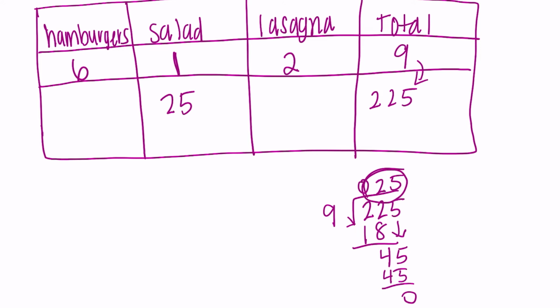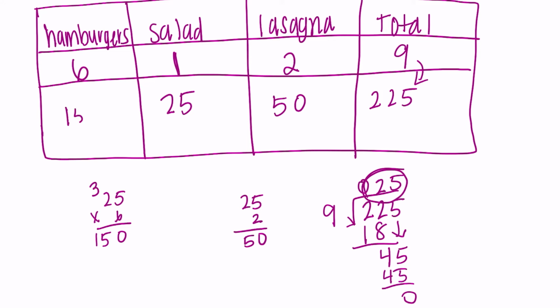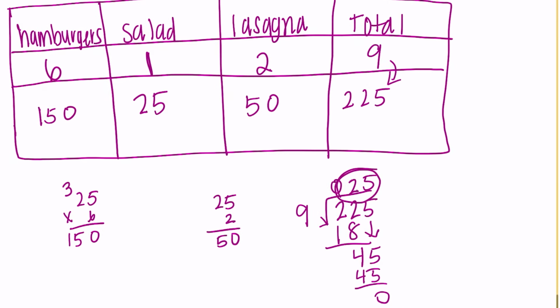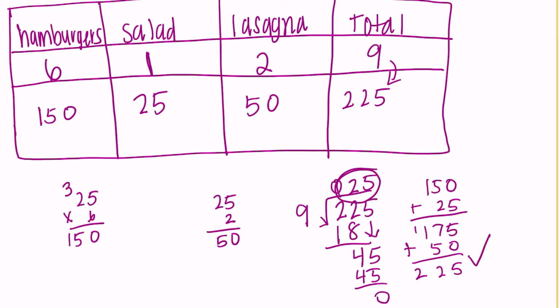So one part would be 25 students. So 25 students picked salad. Double of that amount of students picked lasagna. So 25 times 2 is 50. So 50 students chose lasagna. And then 6 times the 25, so 25 times 6 would be 6 times 2 is 12 plus 3 is 15, would be 150 students chose hamburgers. So let's make sure that all adds up to 225. 150 plus 25 is 175 plus another 50 is 225. So that checks out and it works.